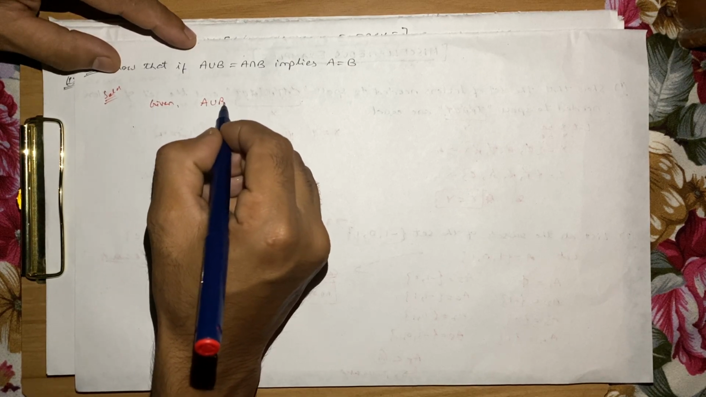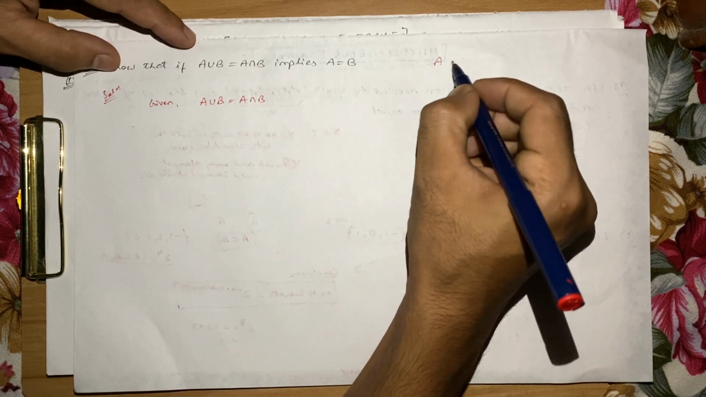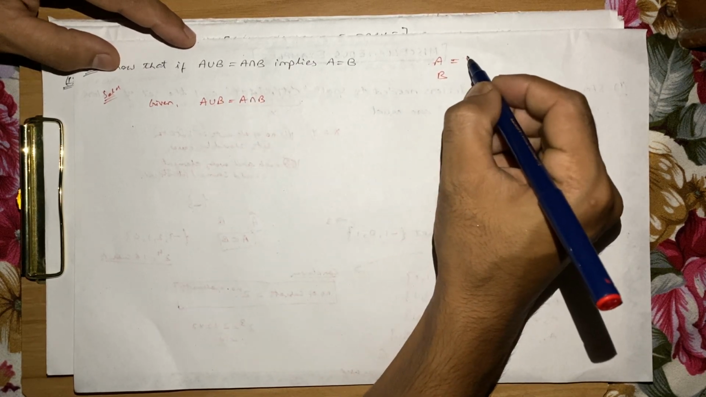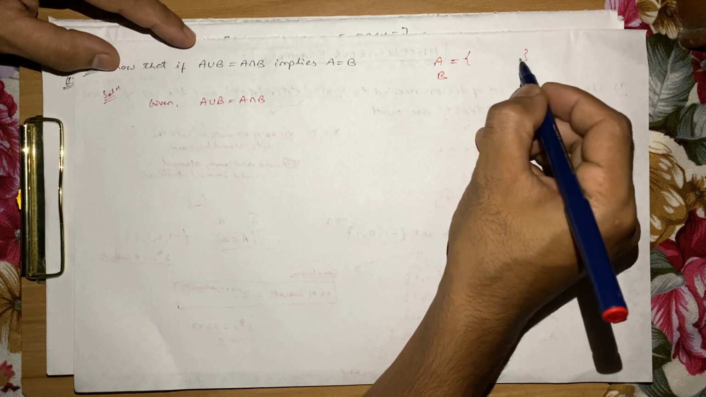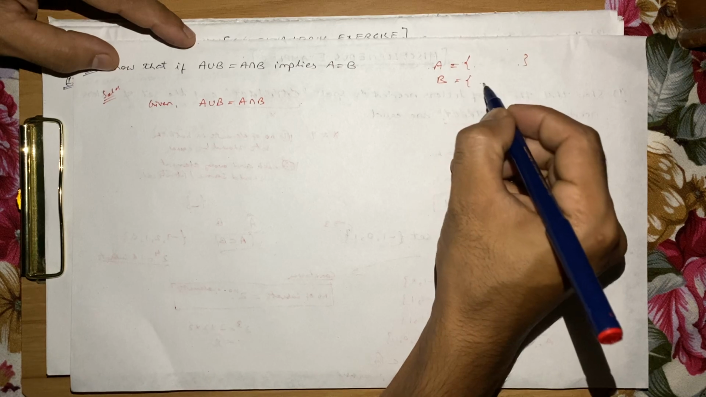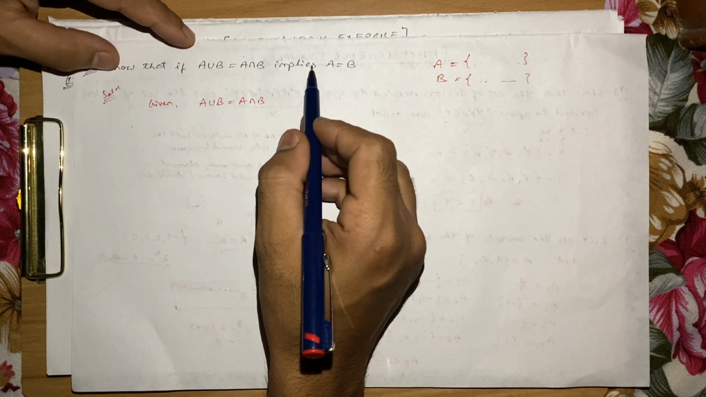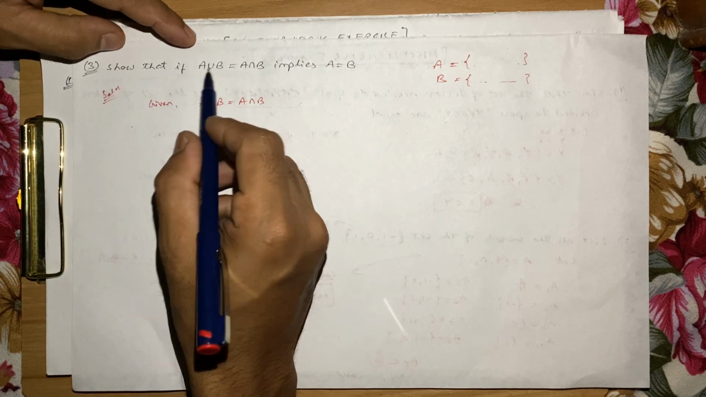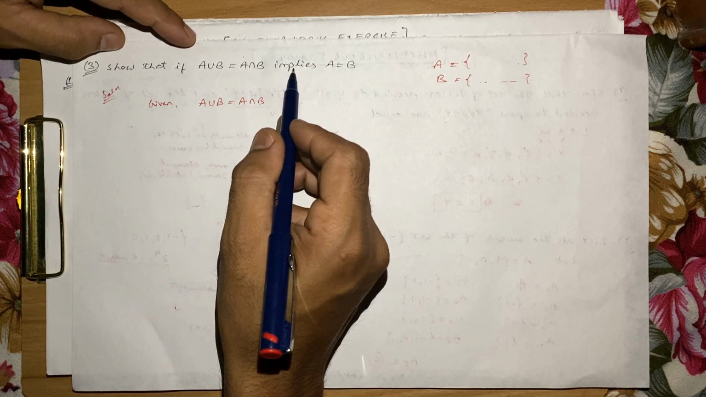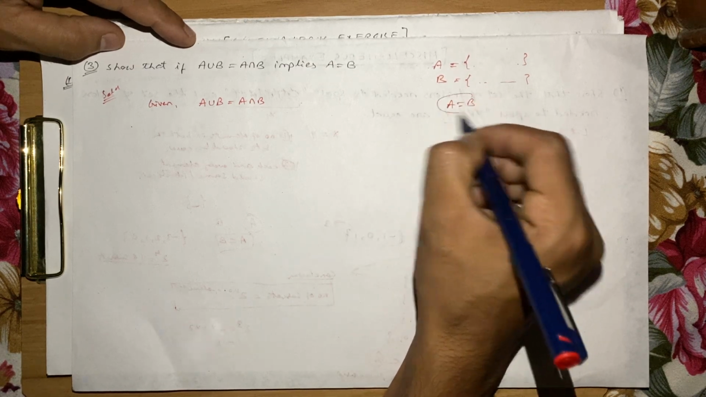A union B is equal to A intersection B, meaning they have assumed there are 2 sets A and B. There is a set A that has some elements in it, like in the roster form, separated by a comma. There is a set B which has some elements separated by a comma, and we need to show that if this is happening, then it implies that A and B are equal, meaning we need to show that set A is equal to set B.